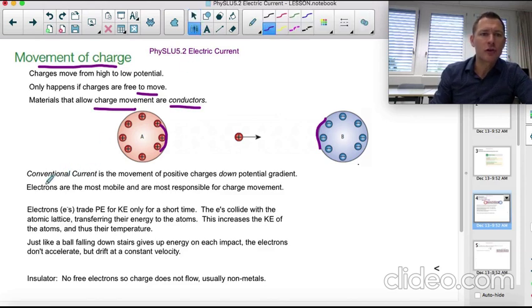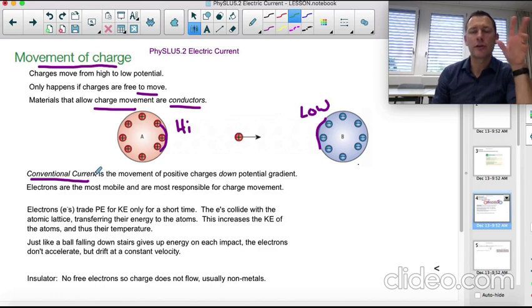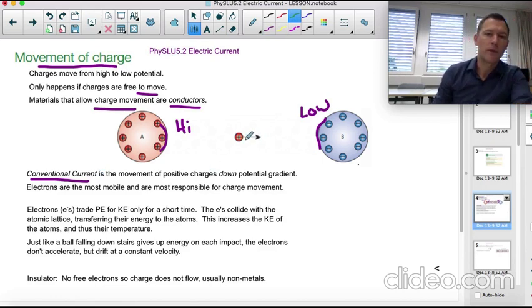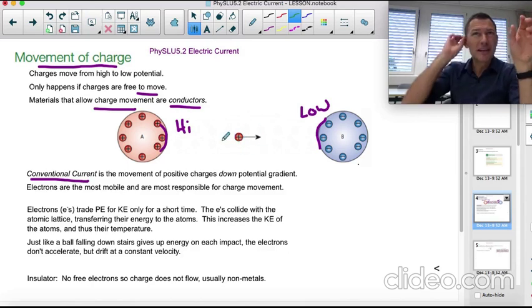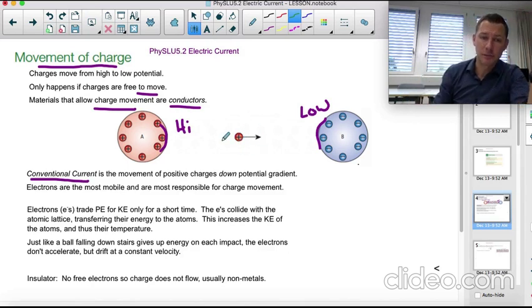We call this conventional current when positive charges move down the potential gradient. So they move from high potential to low potential. That's conventional current, the little positives moving along. They started doing that because when they were first studying charges, these are a lot bigger and a little bit easier to detect, where electrons are much smaller, faster, harder to detect. So they didn't realize initially that the electrons were the ones moving.